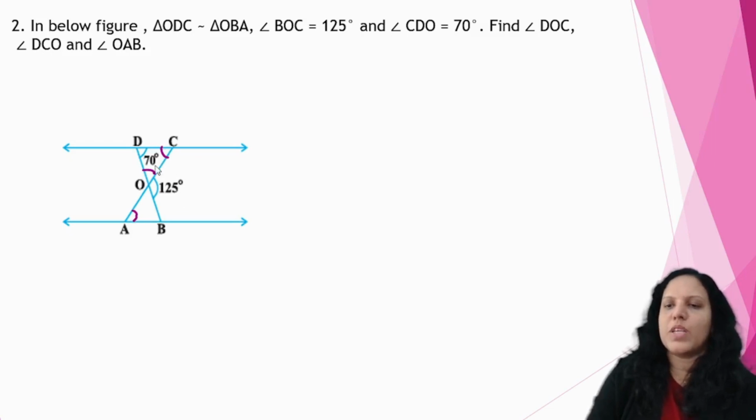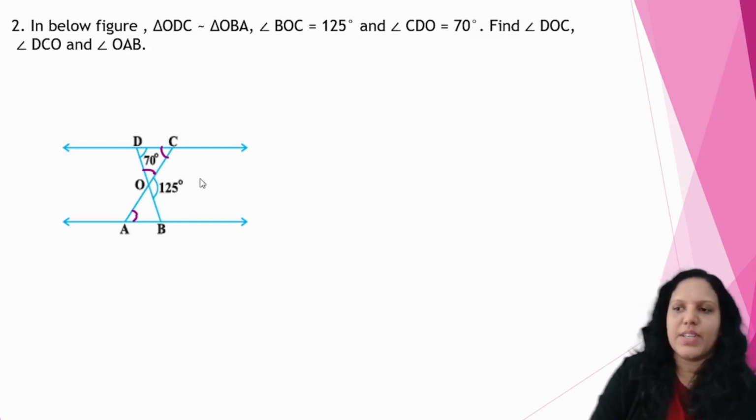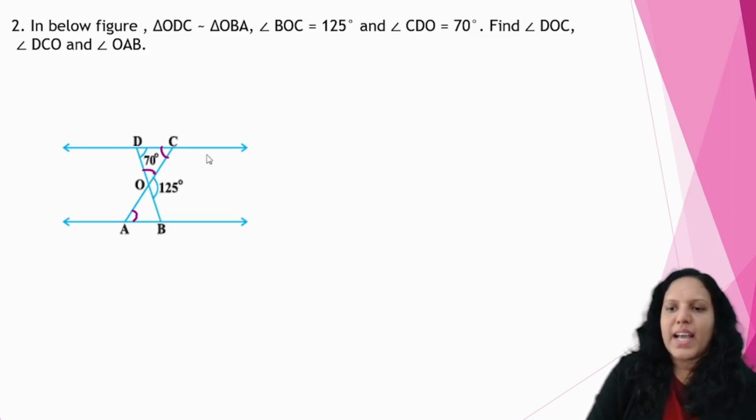In the below given figure, triangle ODC and triangle OBA are both similar triangles, and we have been given the measurement of angle BOC, which is 125 degrees, and angle CDO, which is 70 degrees. So find angle DOC, angle DCO and angle OAB.